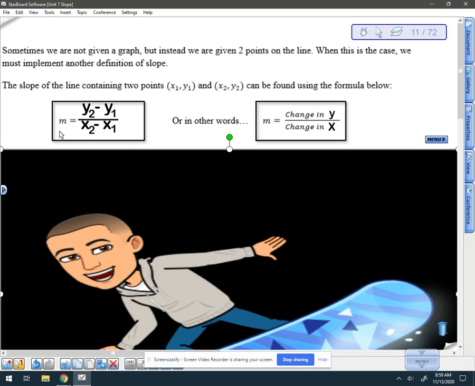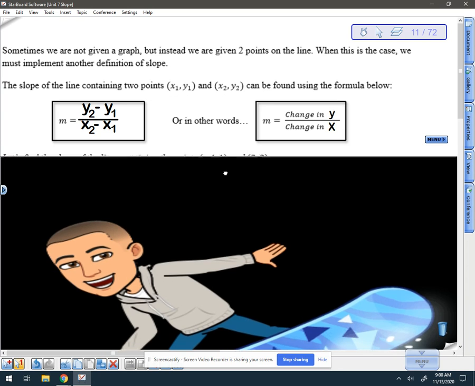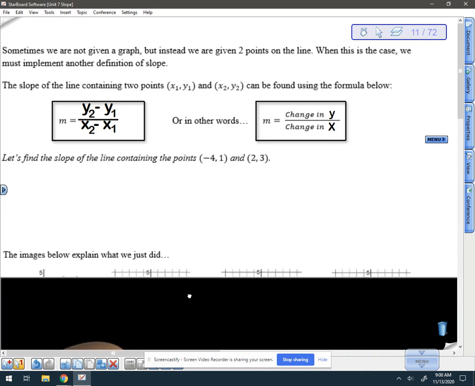Now, once you've written that down, here's what that means. M is the slope. So the slope is going to equal, you're going to take the y from the second point and subtract the y from the first point, over the x from the second point minus the x from the first point. So basically you're finding how is y changing, and you're dividing it by how is your x changing, which is going to make a lot more sense when we look at an example.